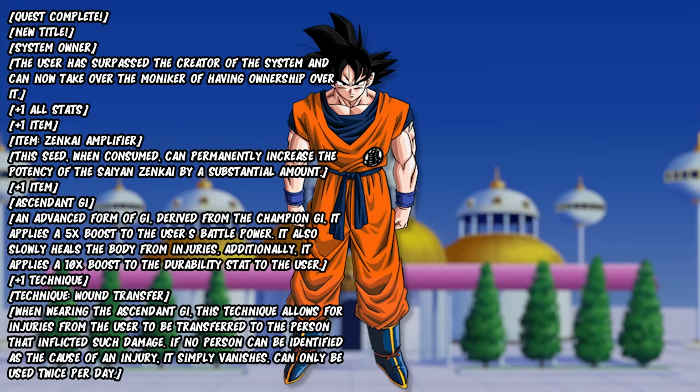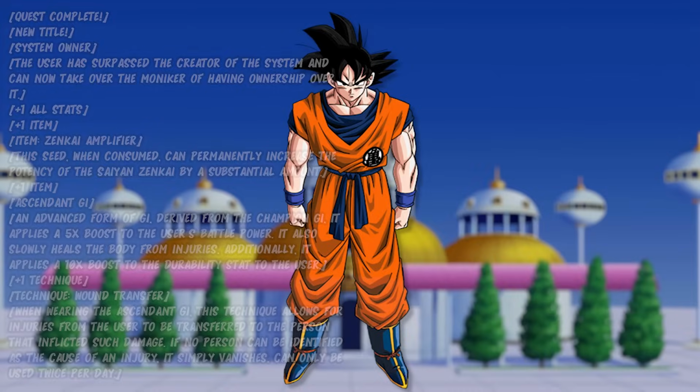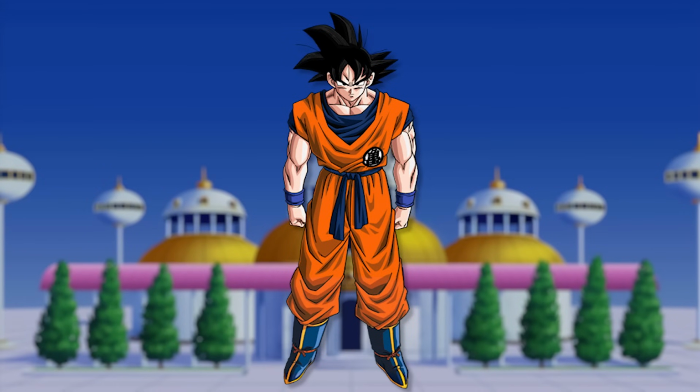+1 technique, wound transfer. When wearing the Ascendant Gi, this technique allows for injuries from the user to be transferred to the person that inflicted such damage. If no person can be identified as the cause of an injury, it simply vanishes. Can only be used twice per day. "That sounds cool," Goku thinks upon reading up on the final technique he is given.